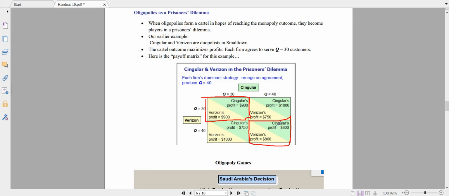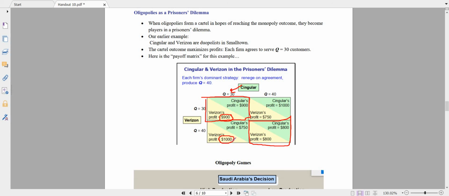Okay, so the point here is that although this is the best outcome, both will have an incentive to cheat. In order to figure out the dominant strategy or the Nash equilibrium here, think from the perspective of Verizon first. Your company is Verizon. If Singular produces 30, what is your best strategy? If Verizon continues to produce 30, its profit is going to be 900, but if it increases its production to 40, its profit is going to increase to 1000.